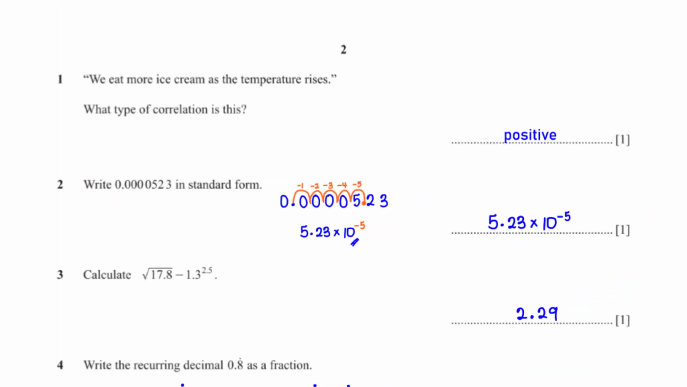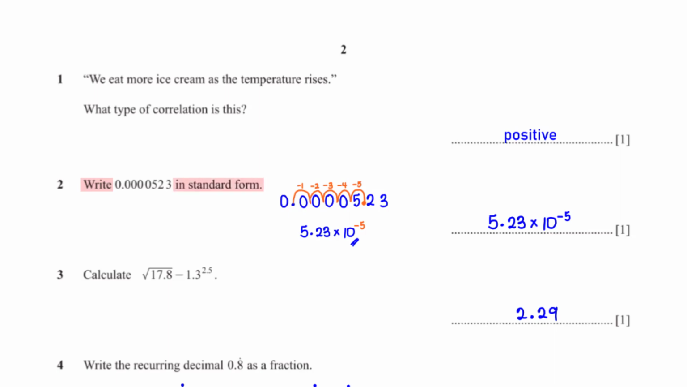We eat more ice cream as the temperature rises. What type of correlation is this? Since the amount of ice cream we eat increases as the temperature also increases, then this type of correlation is positive.